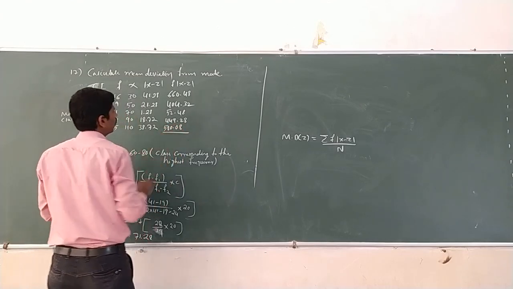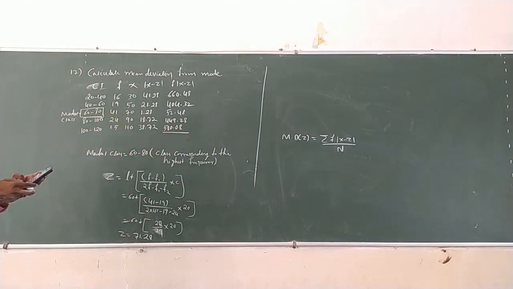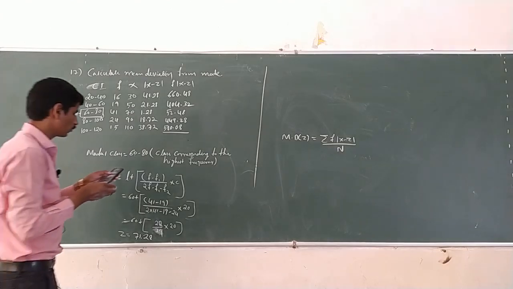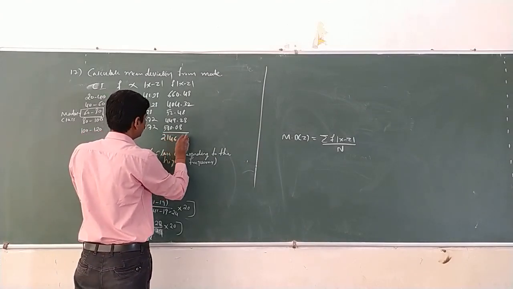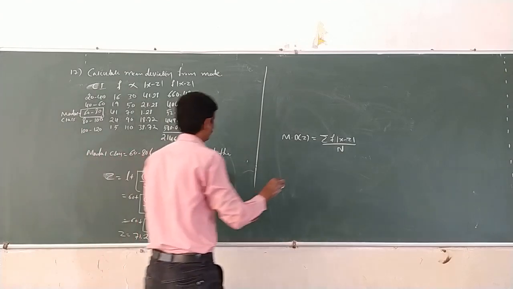Then we want the sum of f into mod of x minus z. Here 660.48 plus 404.32 plus 52.48 plus 449.28 plus 580.08 is 2146.64. Then substitute the values.